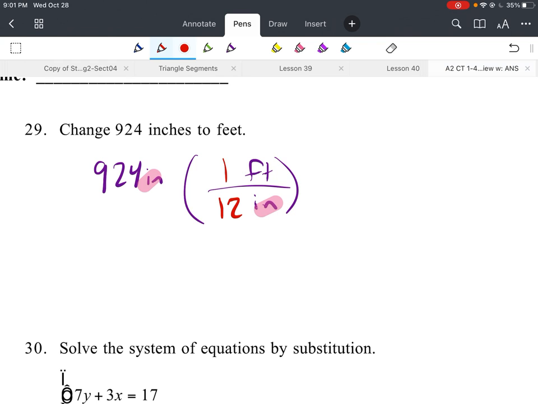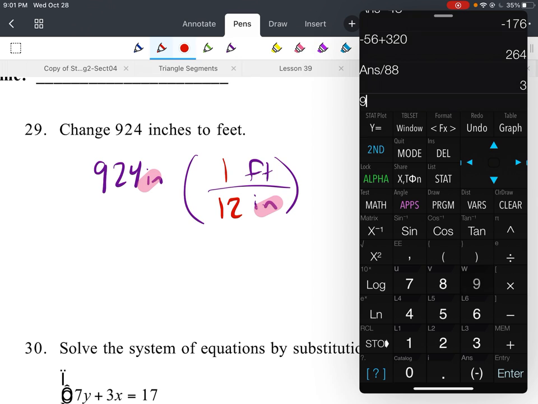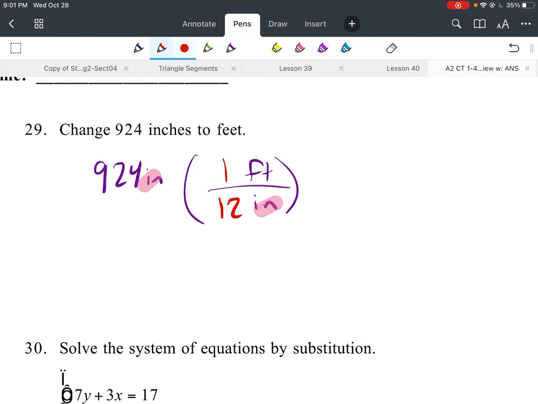So this will just be dividing. 924 divided by 12, done. 77. Okay, so 77 feet. Very handy. All right, let's go to number 30.